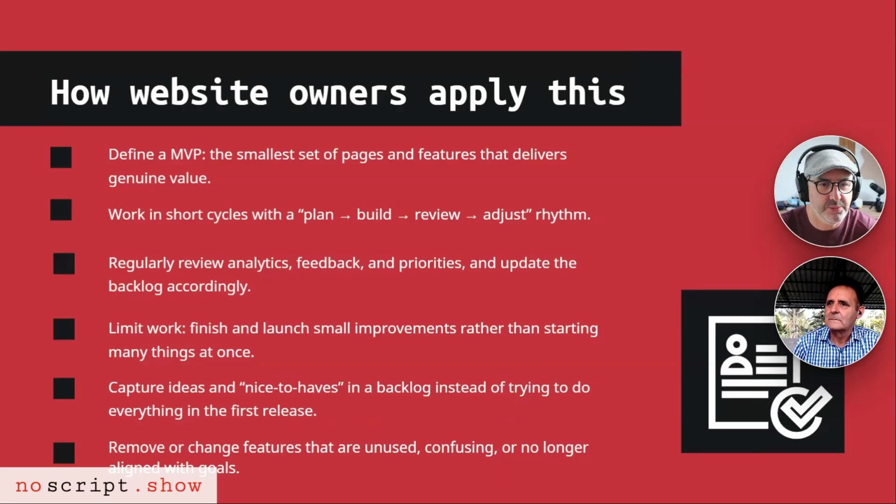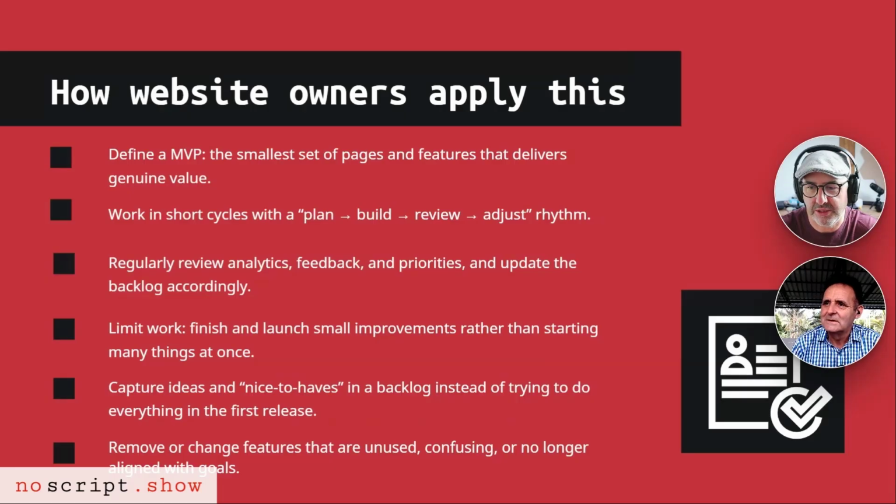So we've got 6 bullet points here. The first one is define an MVP. I always say this wrong, minimal or minimum. Sorry, is it minimum or minimal? I can never remember. Minimal, I think. Well, let's go with that. Minimum viable product, the smallest set of pages and features that deliver genuine value.